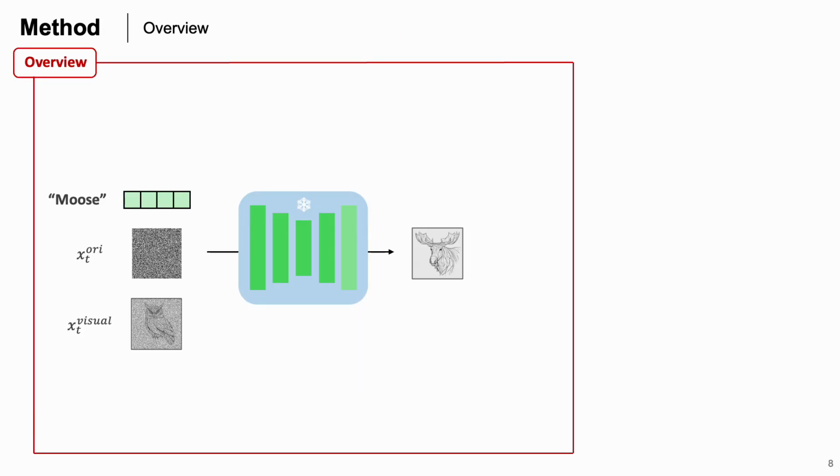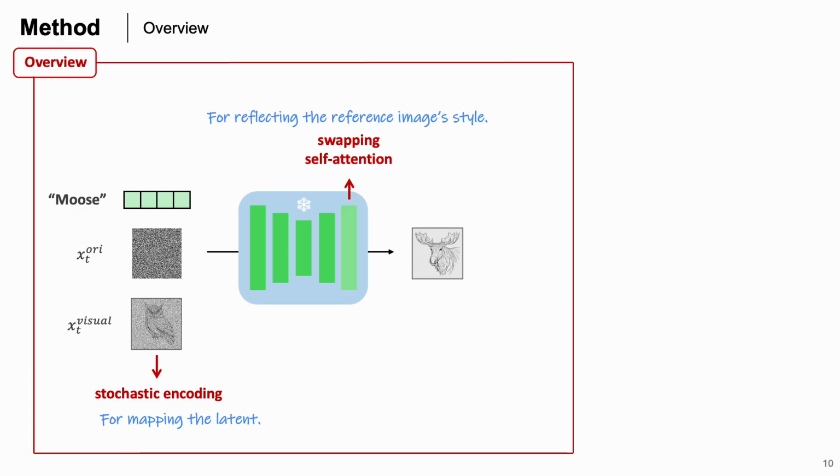Let's start with a brief overview. This diagram illustrates the four key components of our approach, which enables precise style transfer without content leakage. Using stochastic encoding, we first encode the reference image into a latent, from which style elements are extracted. Then, the latent is fed into pre-trained diffusion models and used as a source of a swapping self-attention mechanism, which allows us to reflect the reference image's style by swapping the key and the value features from the reference image into the original generation process.